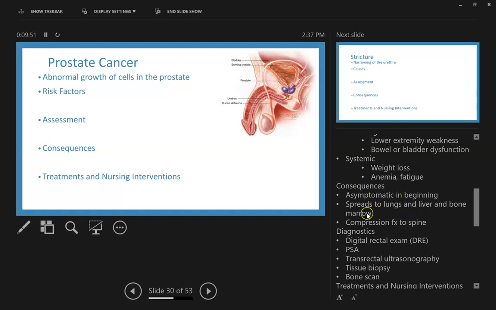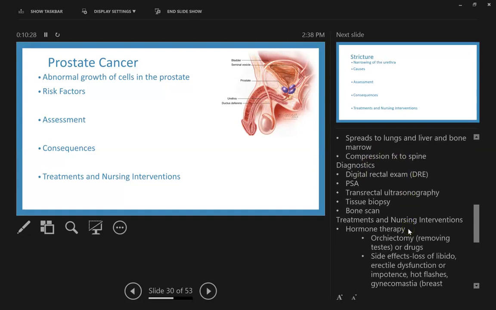It can be asymptomatic in the beginning, but usually there's going to be symptoms pretty quick, and the patient needs to listen to their body and just get into the doctor and have it checked out. People can be very hesitant to go to the doctor with this because they're going to end up needing a digital rectal exam, which they're not thrilled about. But it is a quick, easy way that we can see what's going on or feel what's going on. Typically, this will spread to the lungs, liver, and bone marrow, and we don't want it to metastasize to those places, because if it does, then we're really looking at an uphill battle. Compression fractures to the spine can also be common with this.